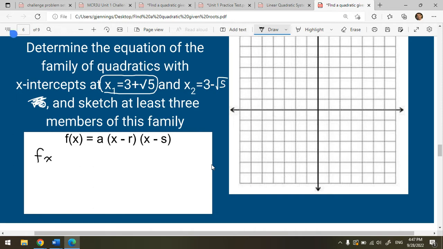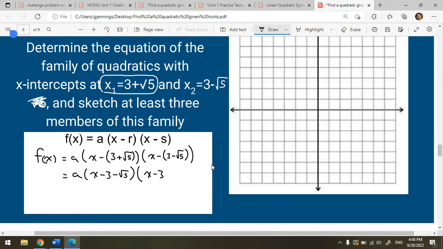So in this case, it's still going to be a function of x is equal to a multiplied by x minus, substitute into brackets here, 3 plus the square root of 5, multiplied by x minus 3 minus the square root of 5. And then you could say, well, we're done. Or you could simplify inside the brackets. So we're just going to distribute those negatives. a multiplied by x minus 3 minus root 5, multiplied by x minus 3 plus root 5.